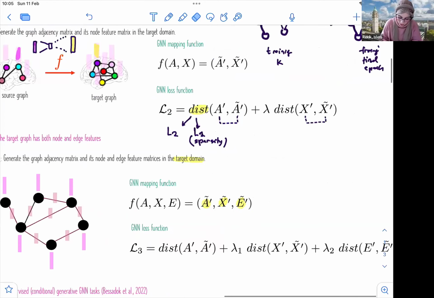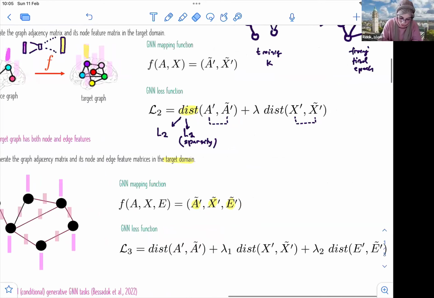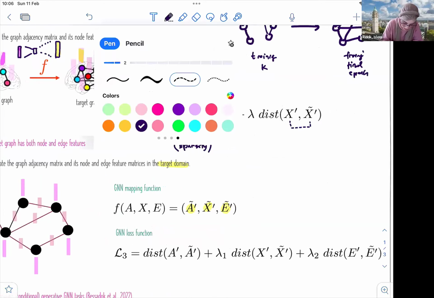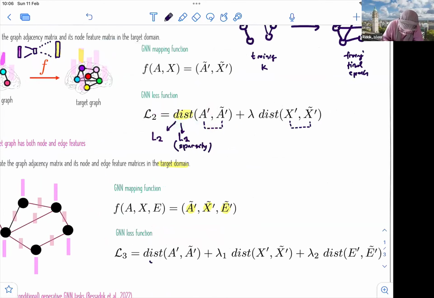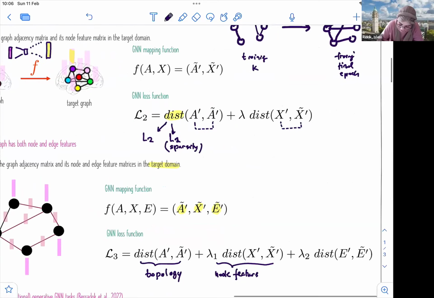So here we have the first term that evaluates, so maybe we can write it down, the graph topology, topological soundness. This evaluates the quality of the node features that we predicted. And this evaluates the edge features that we predicted. Okay, so now lambda 1 and lambda 2, these are scalars.